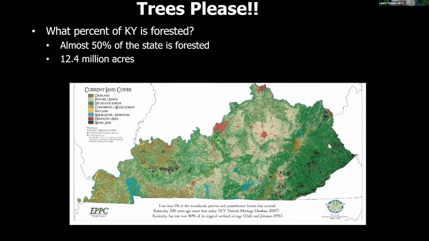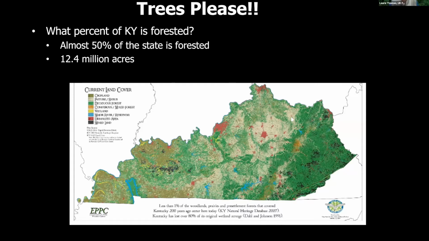You can see all the dark green is our forested area. We've got a lot of really continuous forest in eastern Kentucky. And then we've got this line that I'm running the mouse down right now. That's the Daniel Boone National Forest. So we've got a big long line from north to south of Daniel Boone National Forest.